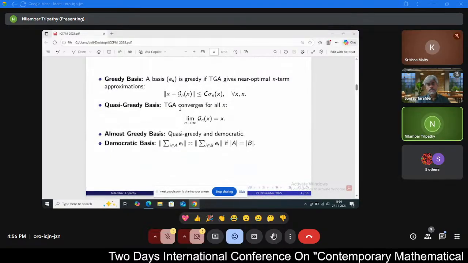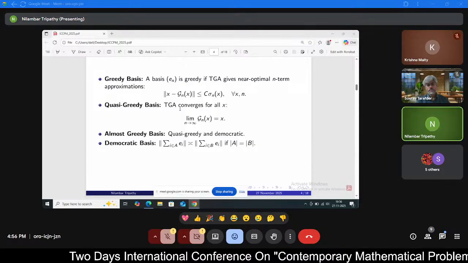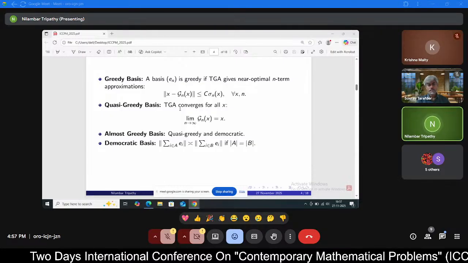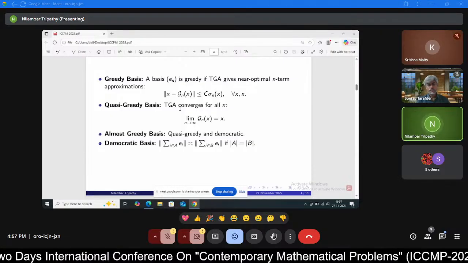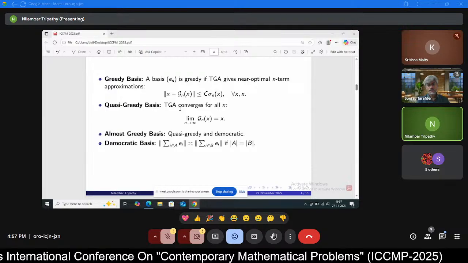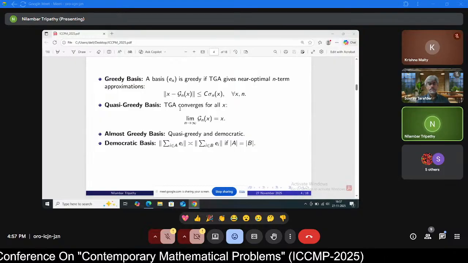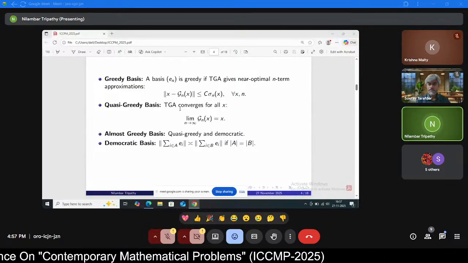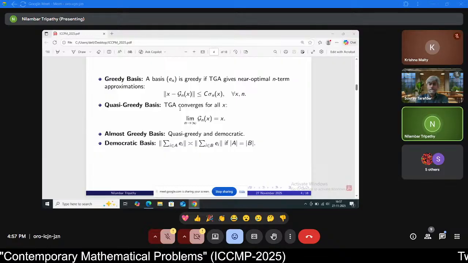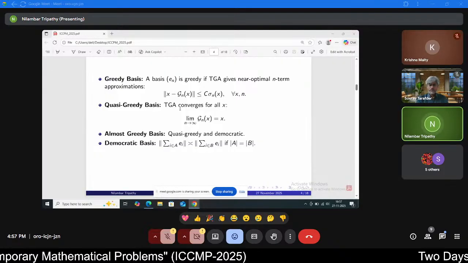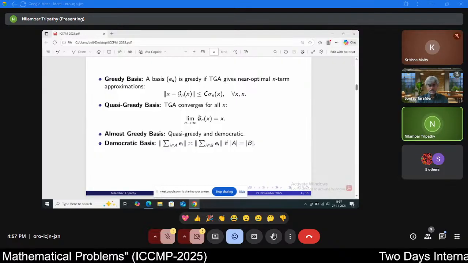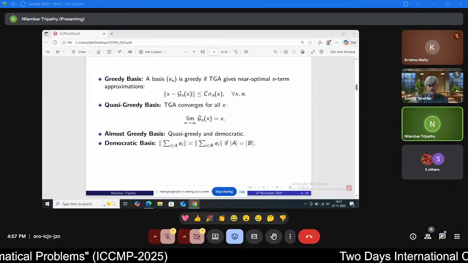What is a greedy basis? A basis in the Orlicz sequence space l_M, defined by a convex function M, is greedy if the thresholding greedy algorithm approximates any vector optimally. Almost greedy bases relax unconditionality, requiring only quasi-greediness and democracy. The delta 2 condition controls the growth and affects the existence of greedy bases.